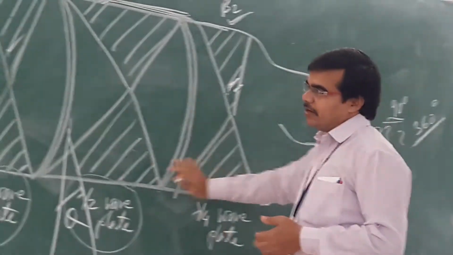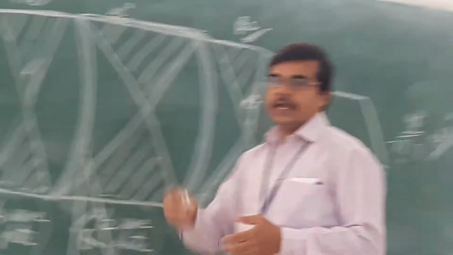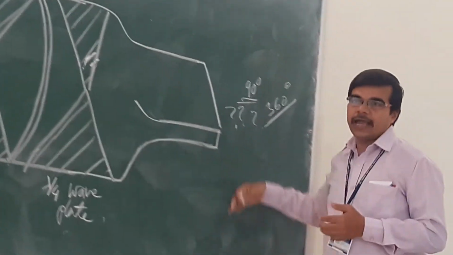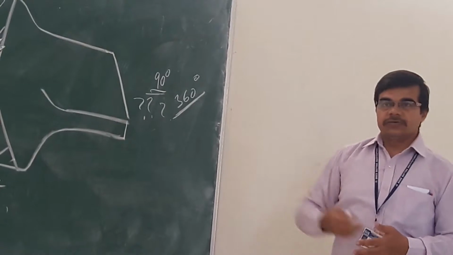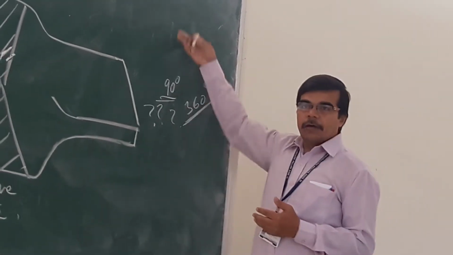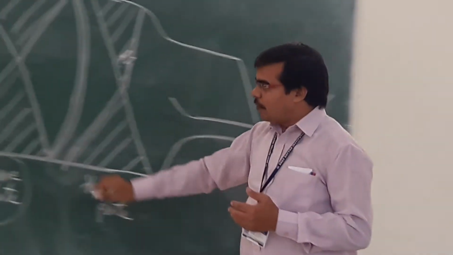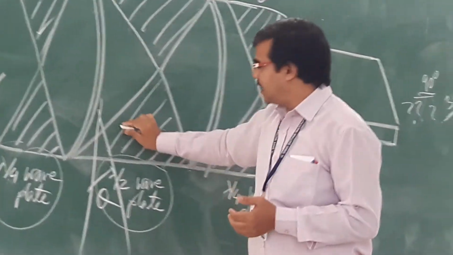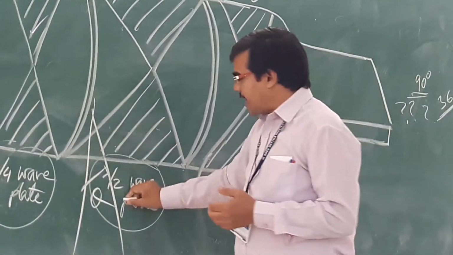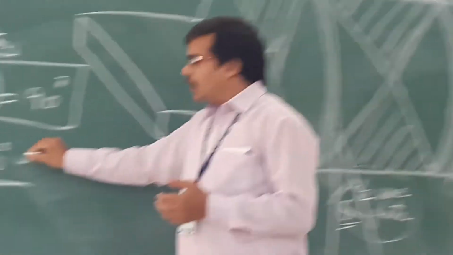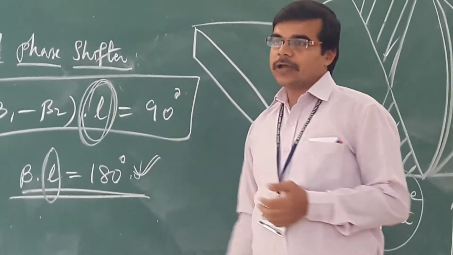Whenever we are designing a phase shifter, the maximum phase shift angle will be 360 degrees. As the maximum is 360 degrees, we have to design this central plate in such a way that this angle should be equal to 180 degrees.